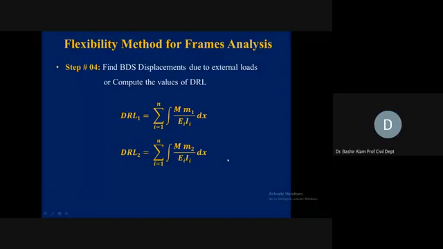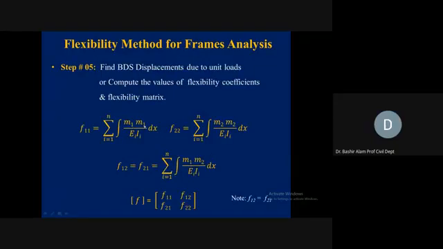Now what will be F11? The same configuration we will be using. F11 will be equal to the integral of small m1 times small m1 divided by EI dx. What will be F21, which will be equal to F12? It will become m1 times m2 divided by EI dx. And what will be F22? F22 will be the product of m2s, m2 times m2 divided by EI dx. You can grab all these values from the table in the previous slide. So here you can see F11, the summation of the product of small m1s, F22, the summation of the product of the small m2s, and F12 equal to F21, the summation of the m1 m2 products.